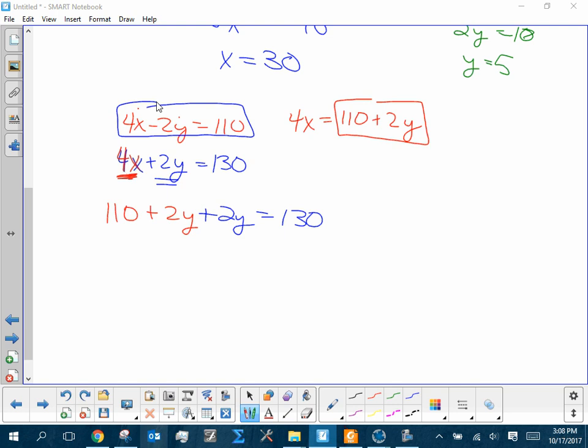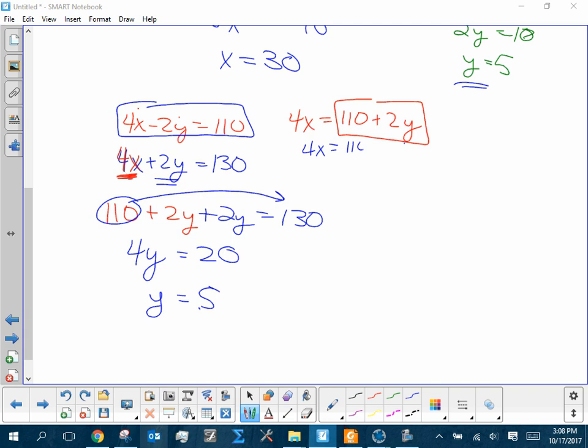Okay? Well, did that effectively get rid of a variable? Now you've got y's, right? So how many y's you got? 4. I move that 110 to the other side, so give me 4y is equal to 20. What's y got to be? 5. Is it the same 5 we found using elimination? Yeah. And what's nice, if I plug that 5 back in up here, I have 4x is 110 plus y was 5, so 10. So you get 4x is equal to 120. What's x got to be? 30 again. Okay. So that substitution might work.